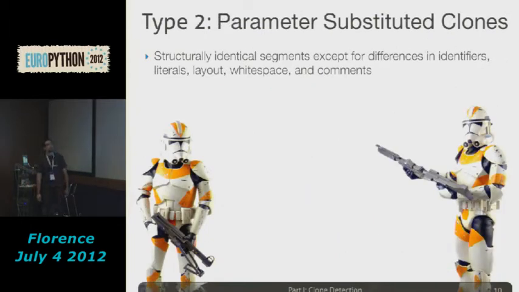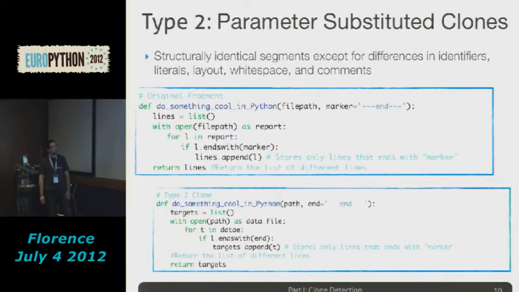Type 2 clones, so-called parameter substituted clones. In fact, the two fragments here are quite similar, but with some differences. Structurally identical segments except for differences in identifiers, literals, layout, white space, and comments. Let me give you an example. This is the original one. This is the type 2 clone. I modified the variables, the parameters, the names of the variables, and the comments.